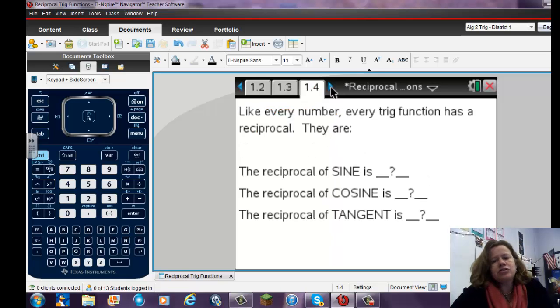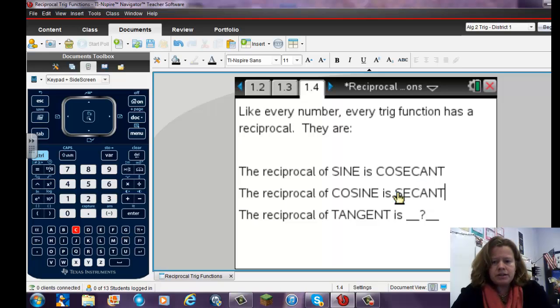Like every number, every trig function has a reciprocal also. Here are their names, and this is the new part, understanding and remembering and learning and studying the names. So the reciprocal of the sine function is cosecant. The reciprocal of the cosine function is secant. And the reciprocal of the tangent function is cotangent.